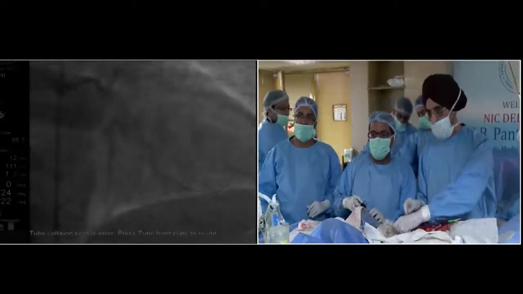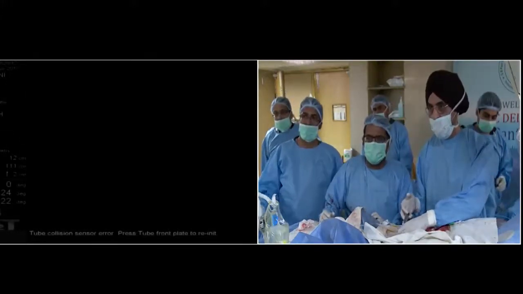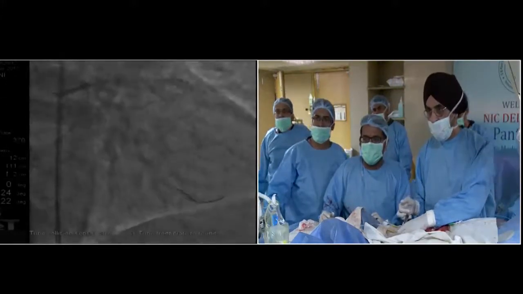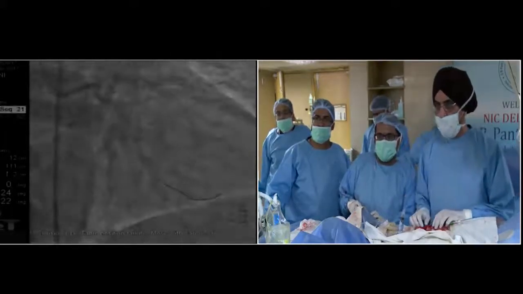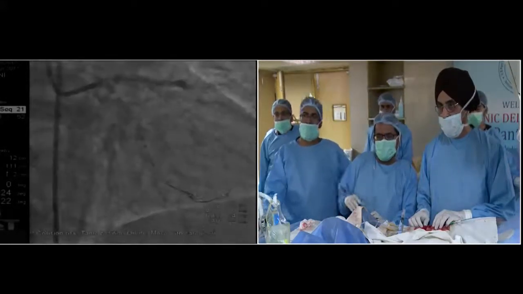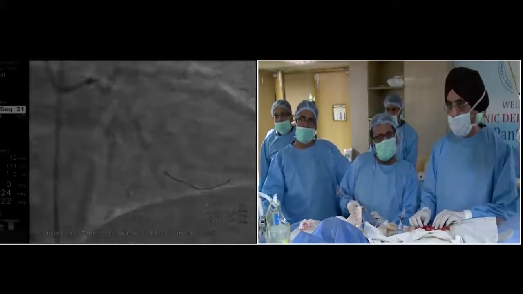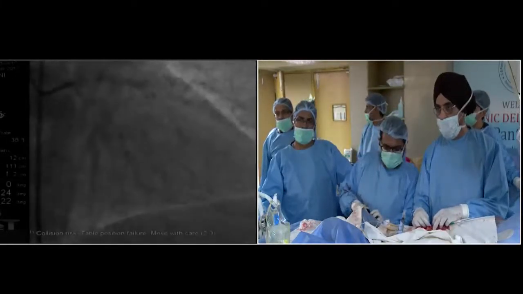So we can measure it here, right here. No problem. So this is a 12 millimeter balloon. So we could do with an 18. Should I go? Go. 10. Done.